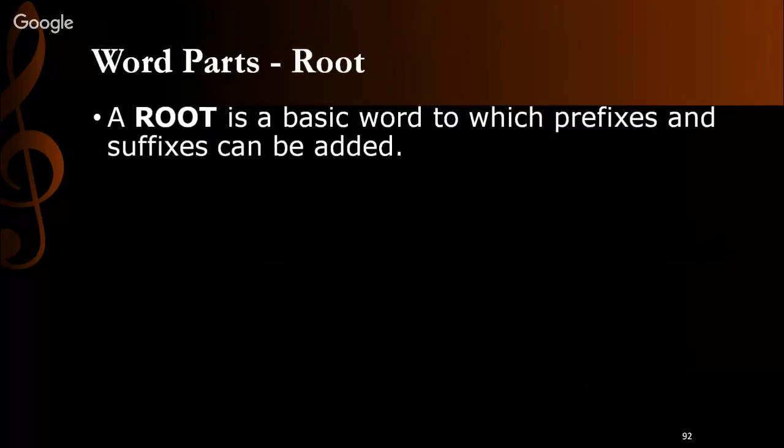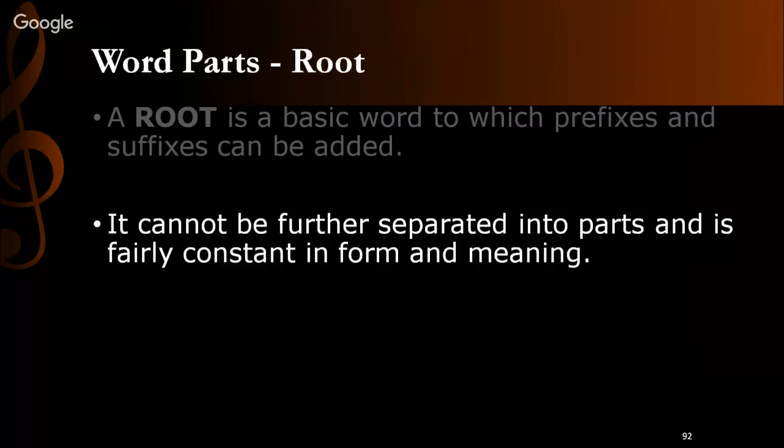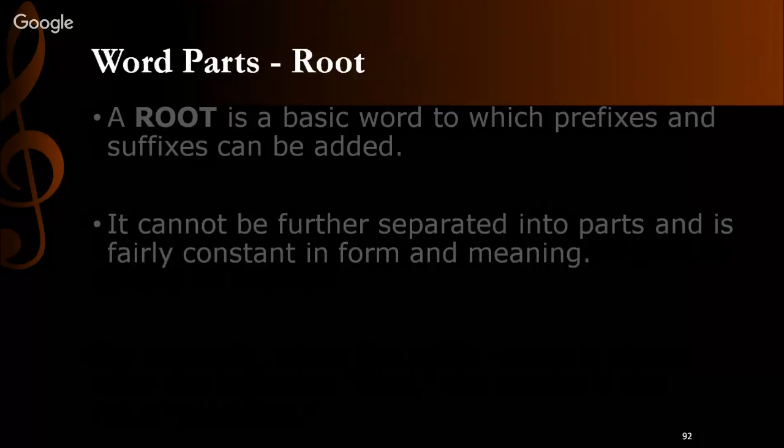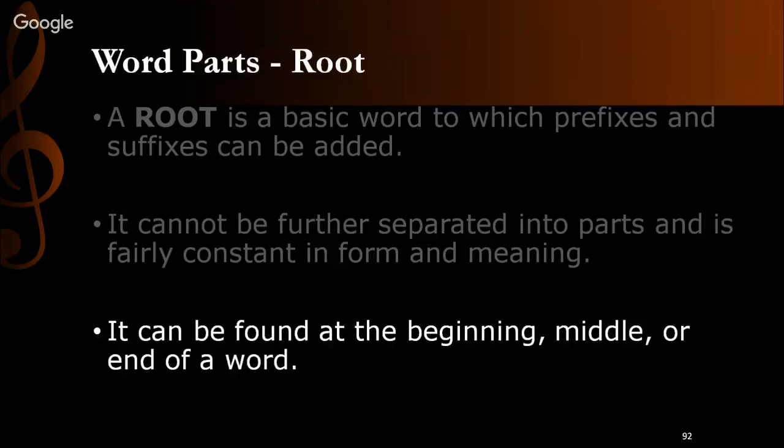A root is a basic word to which prefixes and suffixes can be added. So basic word, ee root word ge navu prefix athwa suffix add madabahudu. It cannot be further separated. So ee root word na matte split madak sadhya illa, and is fairly constant in form and meaning. It can be found at the beginning, middle or end of a word.